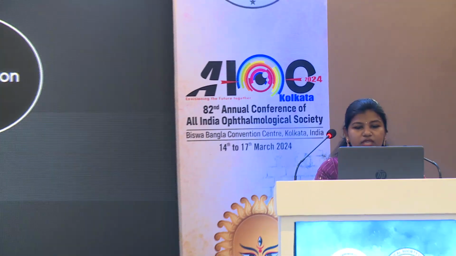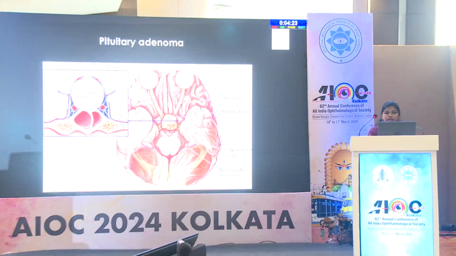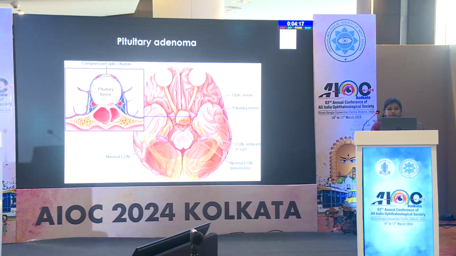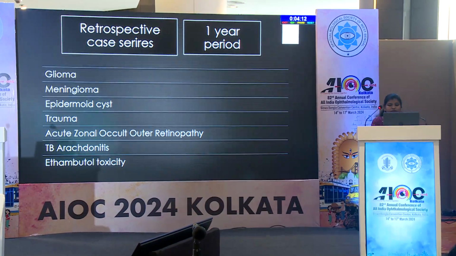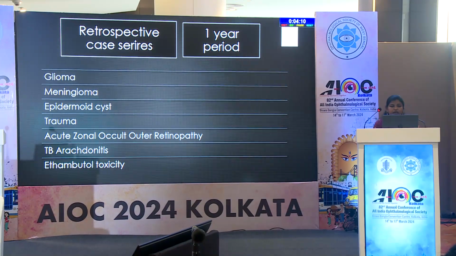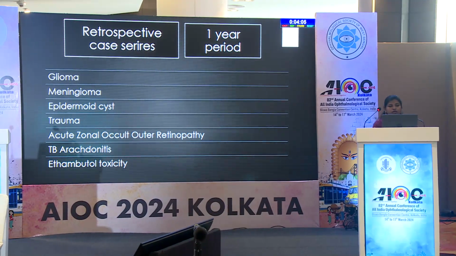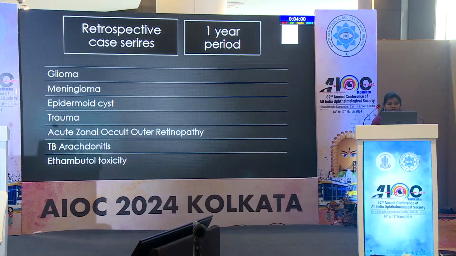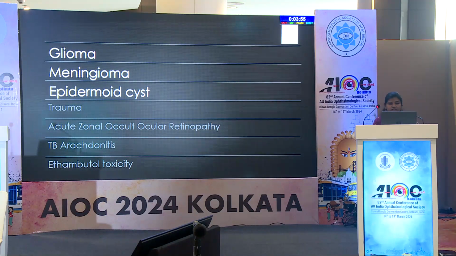These are the common etiologies involving the chiasma: compression, inflammation, demyelination, infiltration, and ischemia. Among these, compression is the most common cause, and in that we commonly see diseases like pituitary adenoma and craniopharyngioma. We carried out a retrospective study where we found other causes of bitemporal hemianopia, which include glioma, meningioma, epidermoid cyst, trauma, acute zonal occult outer retinopathy, TB arachnoiditis, and ethambutol toxicity. The first three come under compressive lesions.